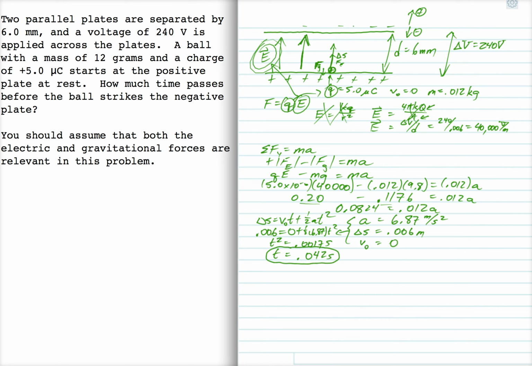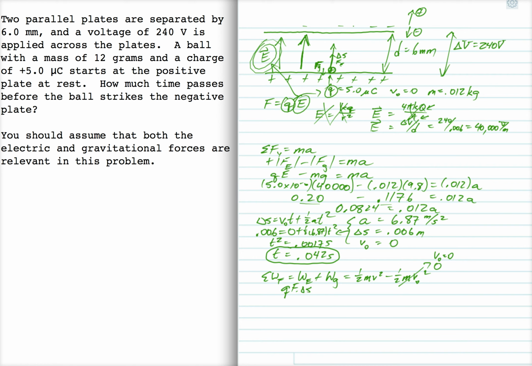Now I could also do this problem using work energy. I could say the sum of the works done by all the forces is equal to the work done by the electric force plus the work done by gravity. Those are the only significant forces in the problem. And that's equal to the change in kinetic energy. Now that initial kinetic energy, since V0 is 0, this term is 0. Now the work done by the electric force is QE delta S.